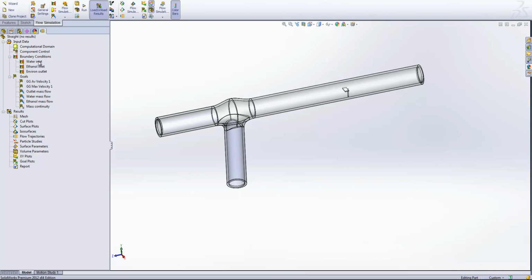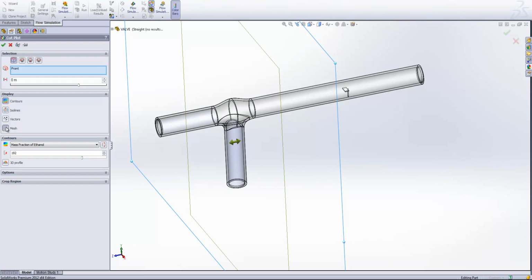And what you'll see here is I've got exactly the same setup, but I've changed the names of each of those items just so that we can see that it is set up exactly the same as it was before. And now let's start having a look at our actual results. So first of all, we'll have a look at our mesh. We'll see how that was generated.